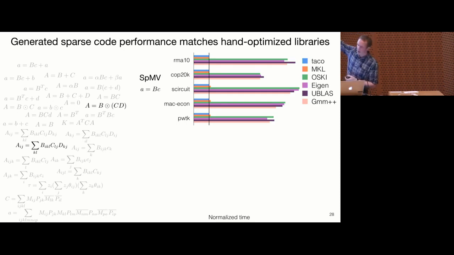So TACO is our system, it's in blue. MKL is the matrix library from Intel. It's in orange, and then there are some other libraries here. We have about the same performance as MKL. Sometimes we're a little better, sometimes we're a little worse, but it's within the same range.